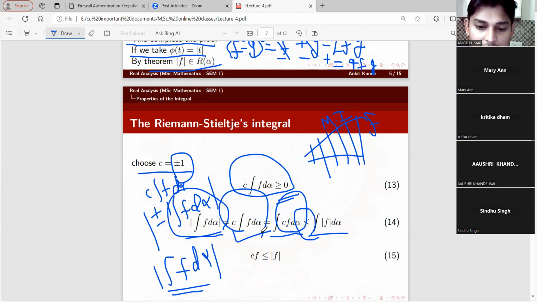So first of all, this holds because of plus minus and the modulus value. Secondly, if we put c inside the sign of the integration, then c f d alpha is always less than or equal to mod of f d alpha. This property shows that c f is always less than or equal to the modulus value of f, because the modulus value is greater than or equal to the negative value of the function. If you take c negative, then the modulus value becomes positive, so it is always greater, and if you take c positive, then c f is equal to f, so there is no problem. So c f is always less than or equal to the modulus value of f, where c is a positive or negative constant. This statement says this part.